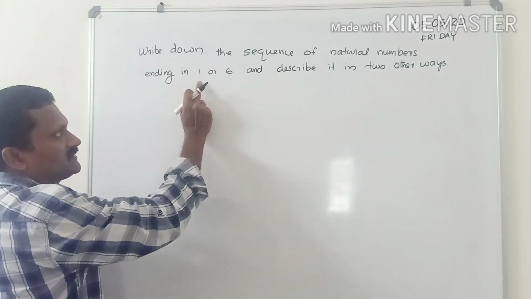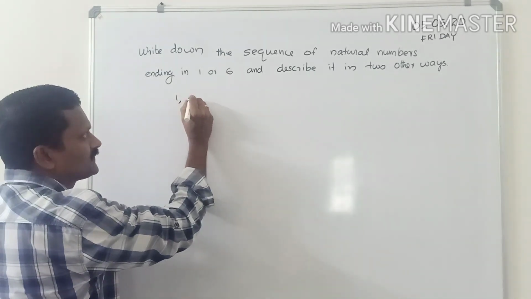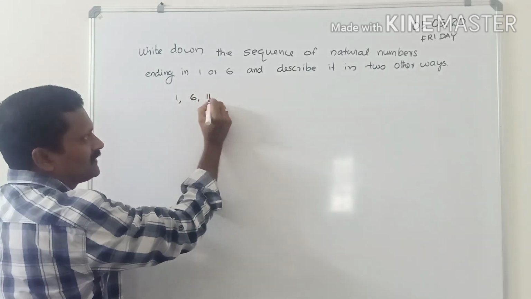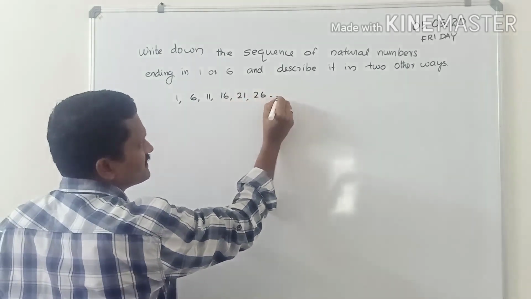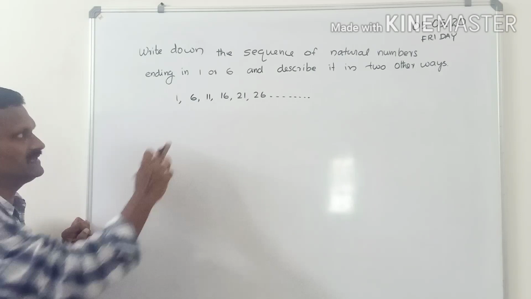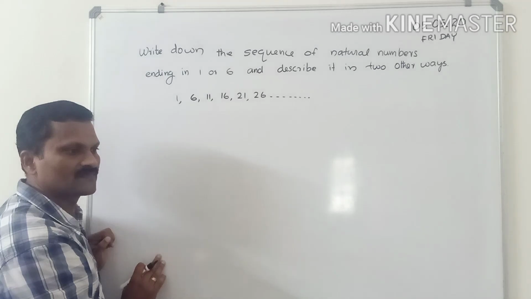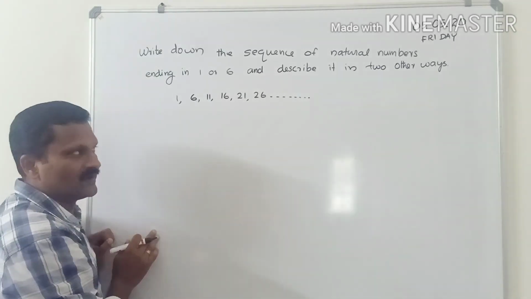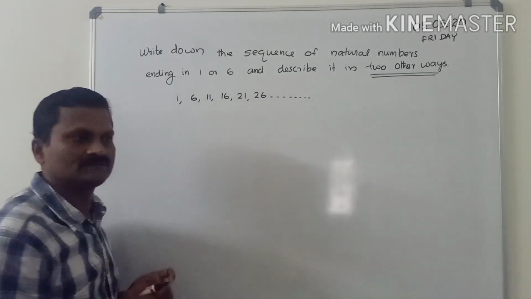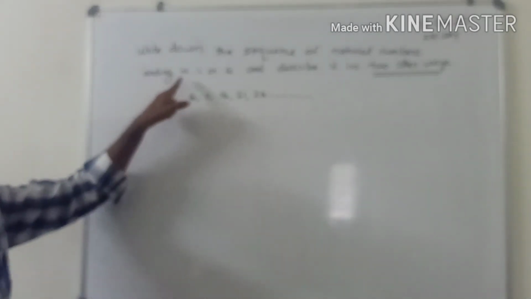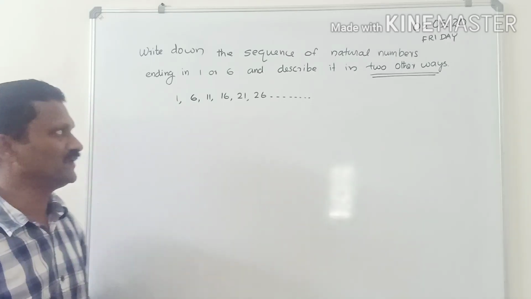First we write the natural numbers ending in 1 or 6. They are 1, 6, 11, 16, 21, 26, etc. These are the natural numbers ending in 1 or 6. Describe this sequence in two other ways. One method is given, the sequence of natural numbers ending in 1 or 6. Describe it in two other ways.